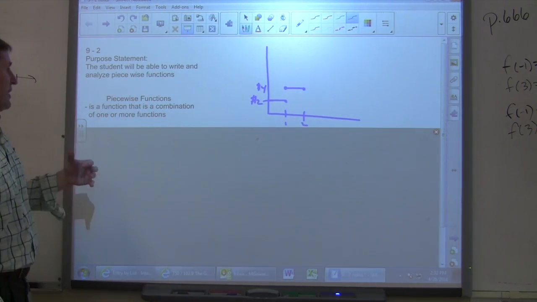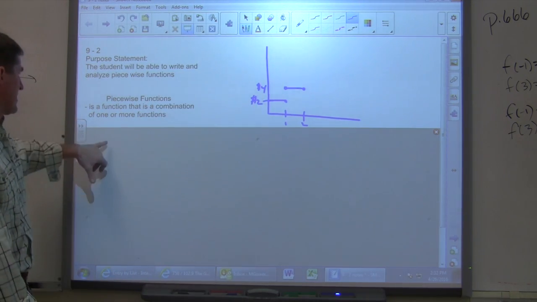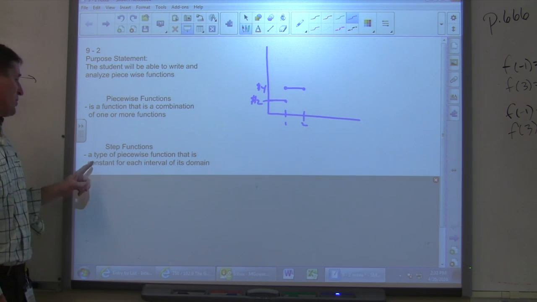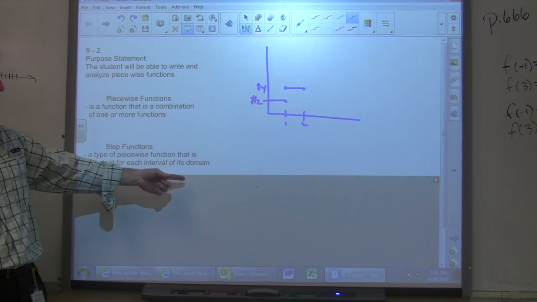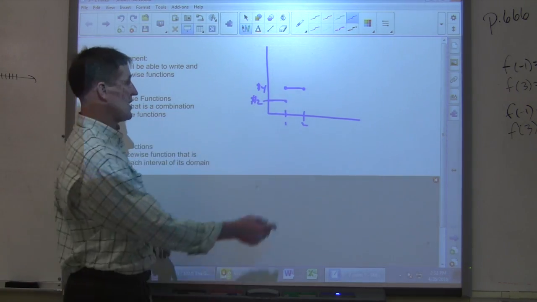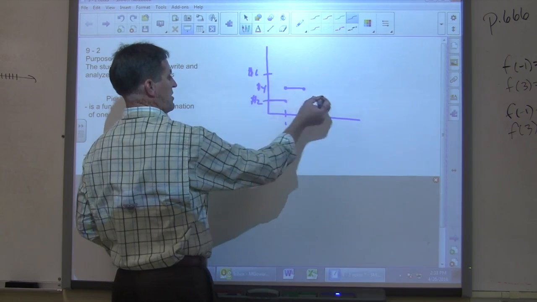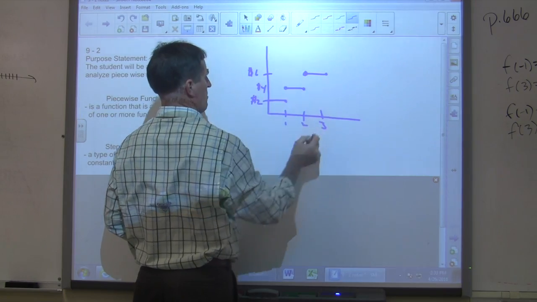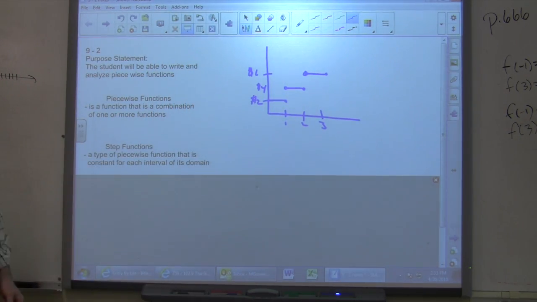And so sometimes those functions change for each part of the graph, which we'll take a look at in a second. The most common one you'll see is a step function, which is the type of piecewise function that is a constant for each interval of its domain, which is what this is, because you can see as you got 3 drinks, we go up to $6. And so by doing this, it looks like steps. And so that's why it's called a step function.